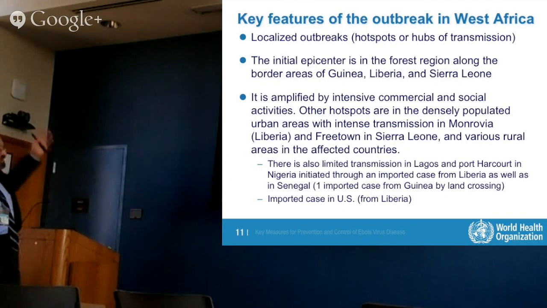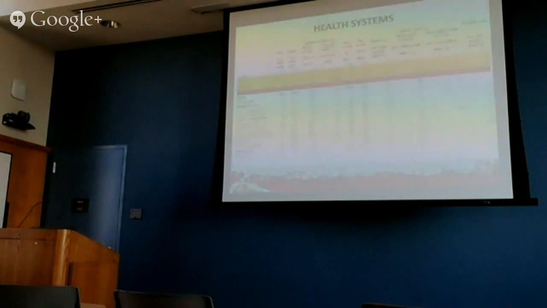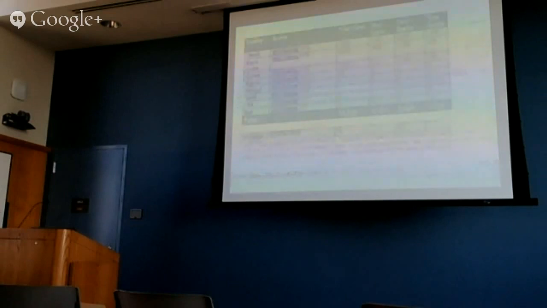Now, what are some of the key features, and I'll be brief for the next few minutes, of this outbreak in West Africa? Well, the most unusual thing is the size and scope. It is the largest outbreak by far. I'll show you some numbers. It's the only one that I know of that actually involves more than one country with the same infection. And its size is unbelievable, actually. I'll get back to that in a minute, so don't worry.